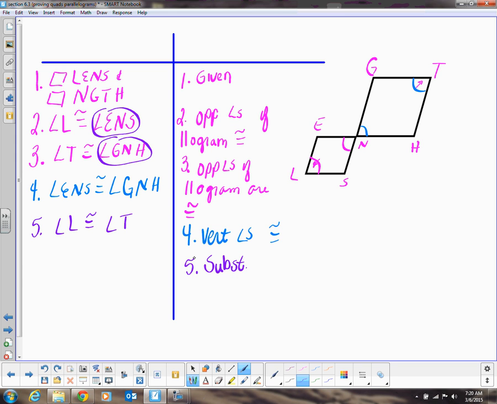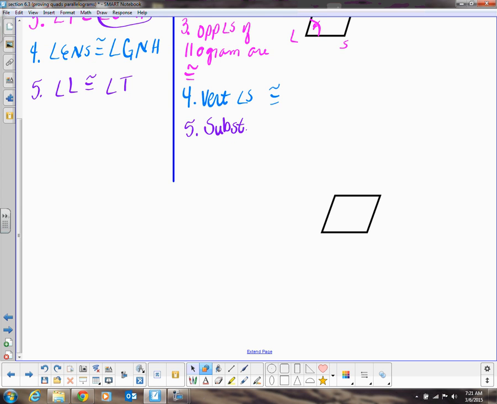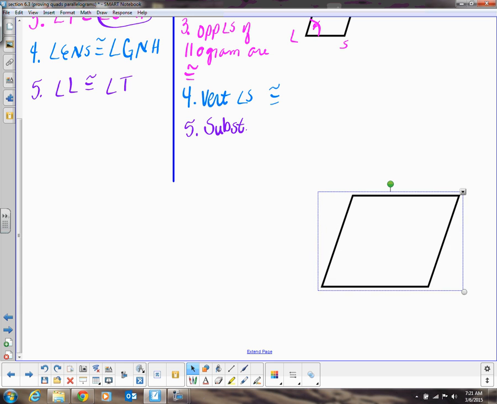26. Because these two are congruent to each other and they equal those, I substituted. Does that make sense? Okay, so this is 26, correct?